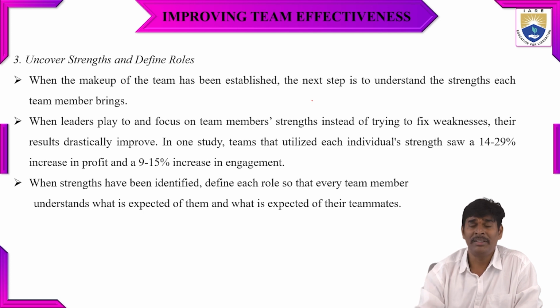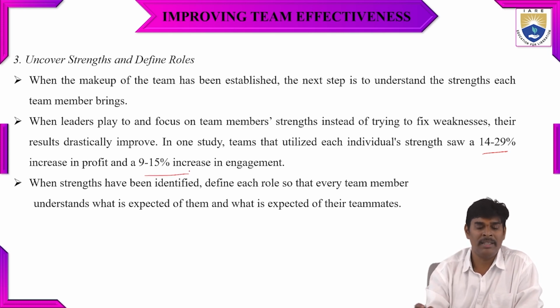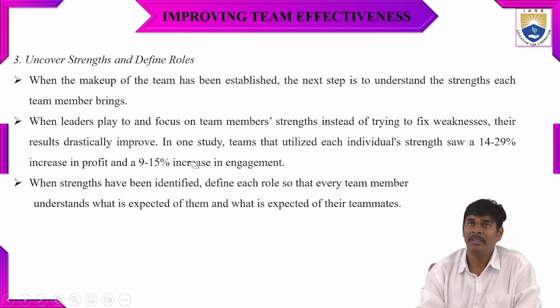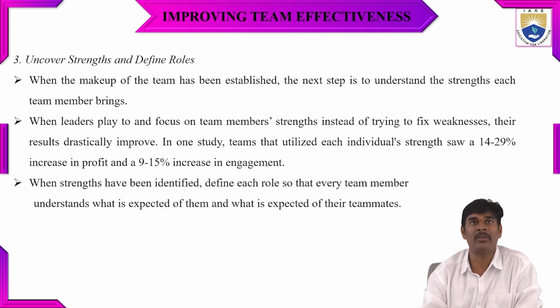When the team leader tries to minimize the weaknesses in the team, the strength of each and every individual will be gained, from a 14 to 29% increase in profit and also 9 to 15% in engagement. So the team leader has to pay more attention to the team members and eliminate the weaknesses or gaps for each and every team member, so that the team leader as well as the team members will have a proper understanding. They can gain more profit in the organization or in the market.